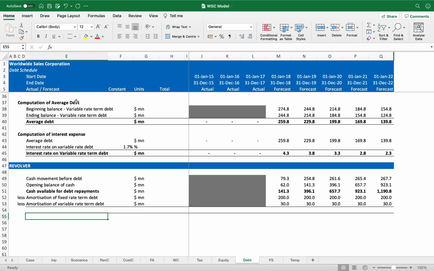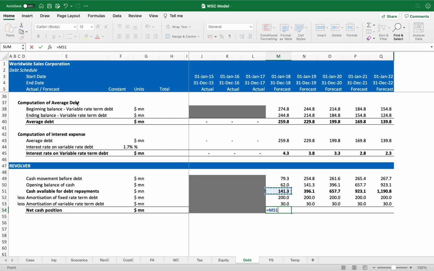Now this is my net cash position. Now this is my net cash position. So cash available for debt repayments minus payment for fixed debt minus payment for variable debt.